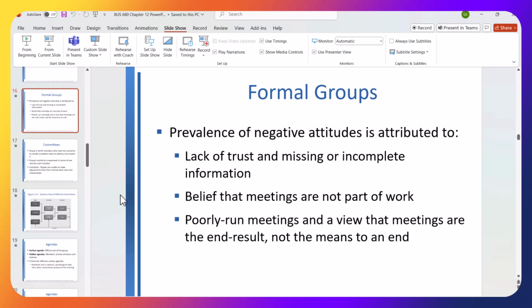Formal groups. Prevalence of negative attitudes is attributed to lack of trust and missing or incomplete information. Belief that meetings are not part of work, which I kind of alluded to earlier. Poorly run meetings and a view that meetings are the end result, not the means to an end. So again, when you have these formal groups, sometimes people say, well, in these meetings, management only tells us certain things, but they don't tell us the truth. They're holding back things. They're not being honest with us. And again, some folks say, we keep having all these meetings. Why do we keep having all these meetings when we could be working?